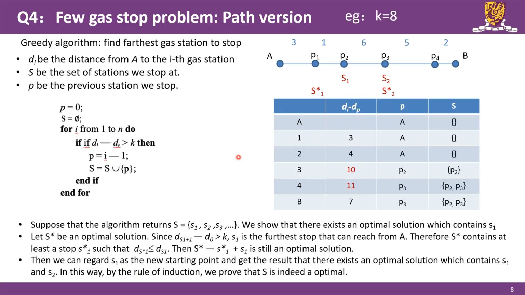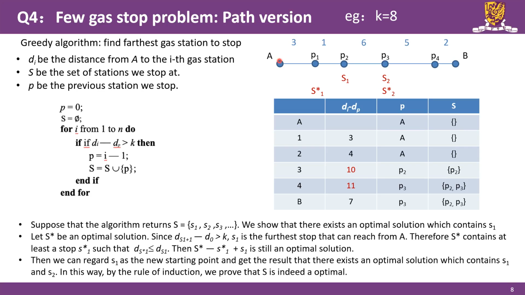The correct analysis of either version will be acceptable. So now let's first look at the path version, that is viewing the way between two places to be a single path. The solution will be a greedy algorithm that finds the furthest gas stop to stop at every time we start our trip from the previous gas stop.